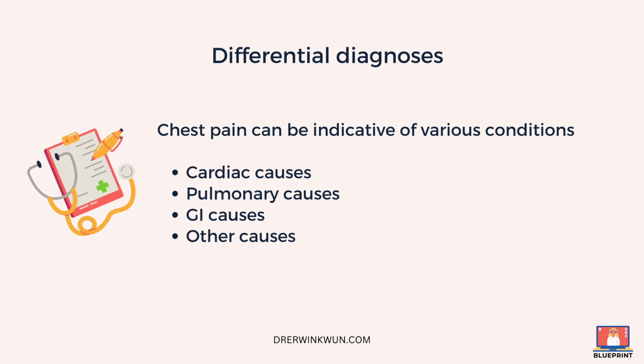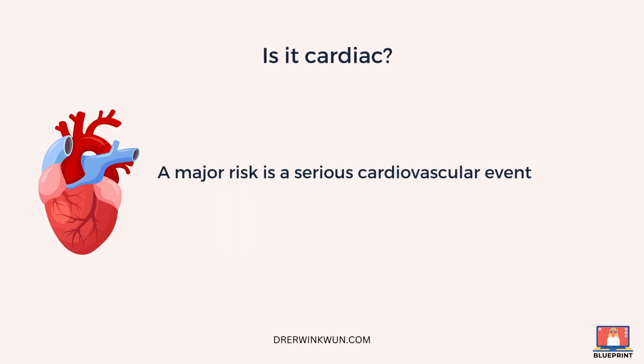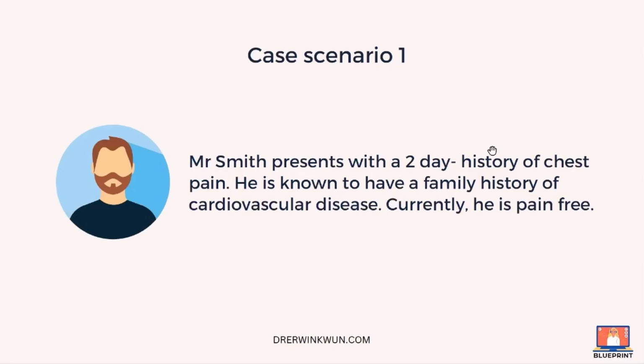For example, it could be an anxiety attack or costochondritis. But the risk for these is quite lower. Is it cardiac? Because that's a major risk factor here. So is it a serious cardiovascular disease that the patient might have? And if you look at the scenario, one of the things that tells us to think cardiac here is the family history of cardiovascular disease. So if a patient has got a family history, then the risk factor is higher.